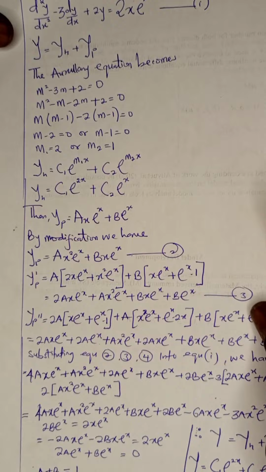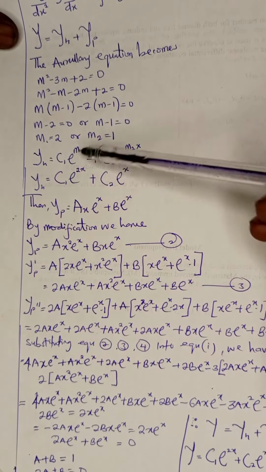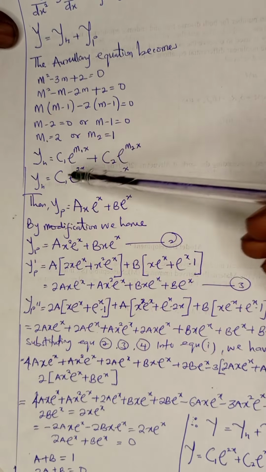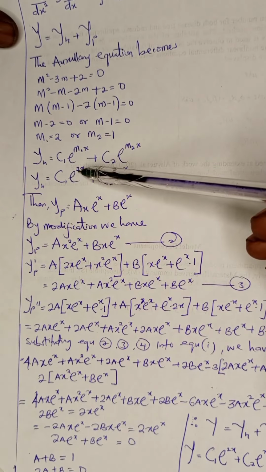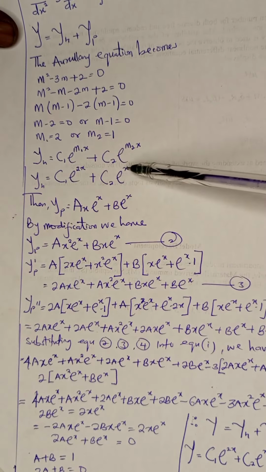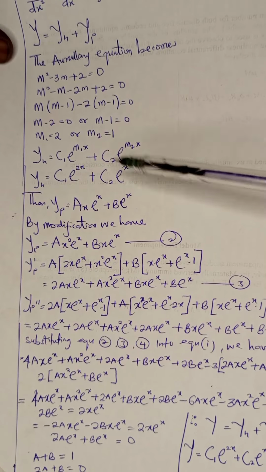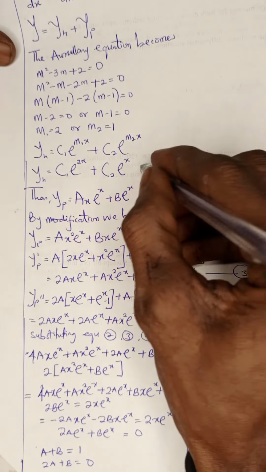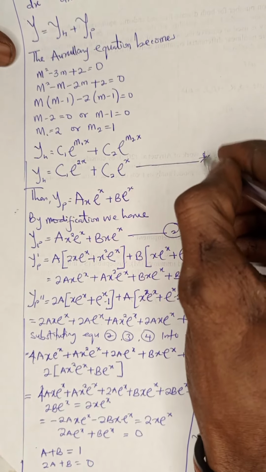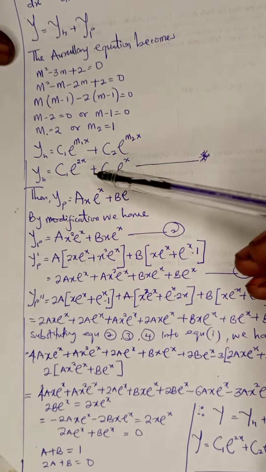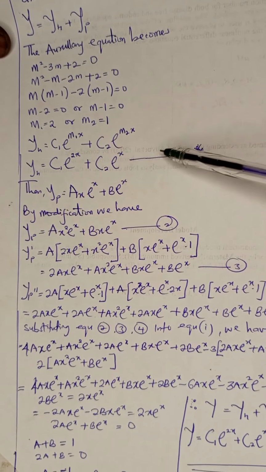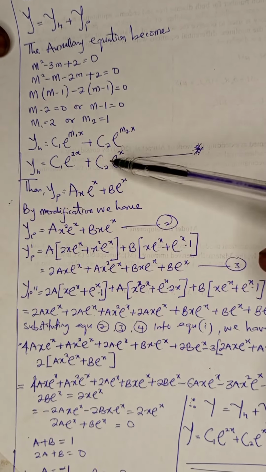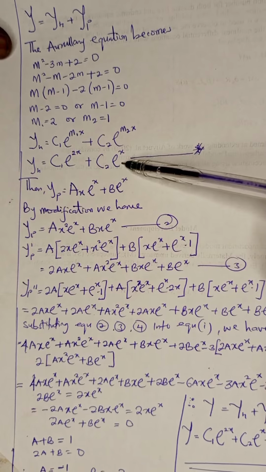Is that taken? That's beautiful. So now, substituting the values of m1 and m2 into this, I have 2 and 1. 1 times x is x, that is why the 1 didn't appear here. Is that taken? Okay, good and fine. So guys, let me call this equation asterisk. This equation asterisk becomes my homogeneous part. This is my y homogeneous for the question above.